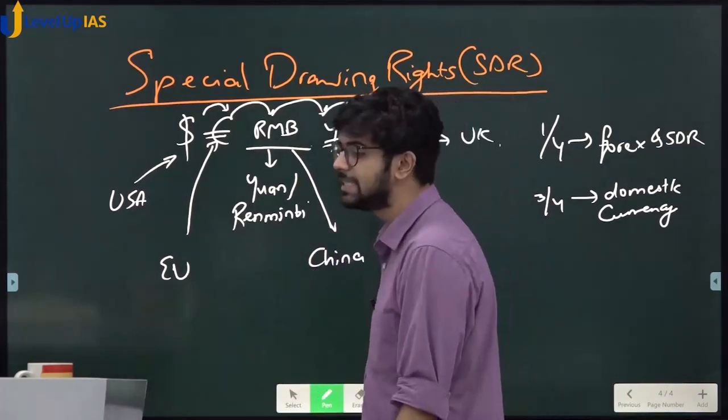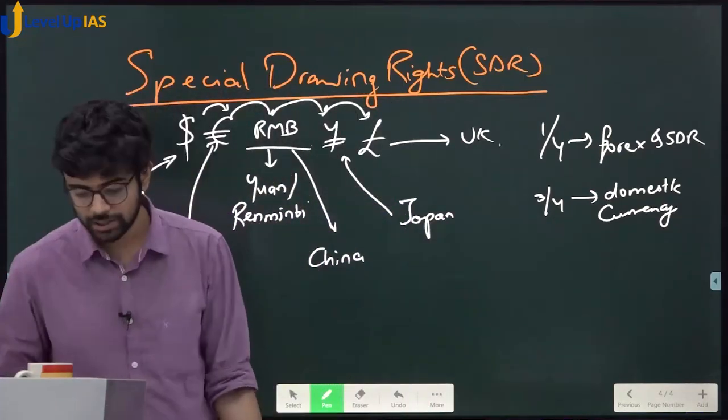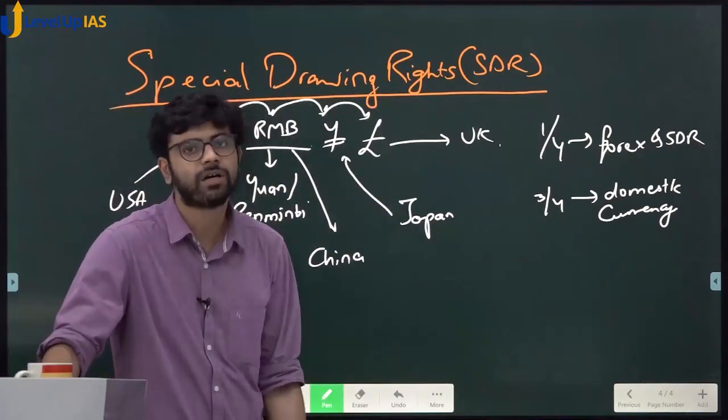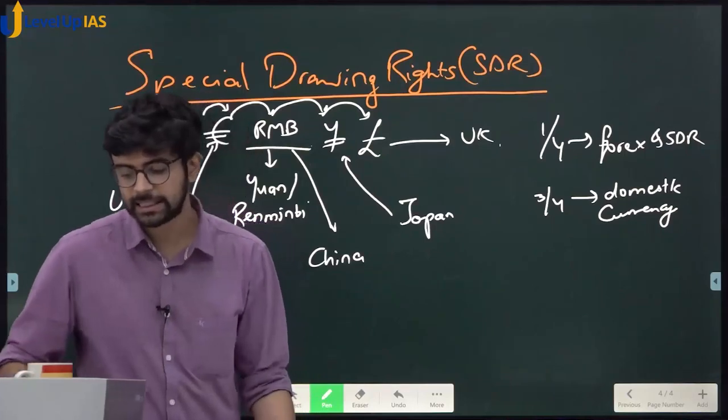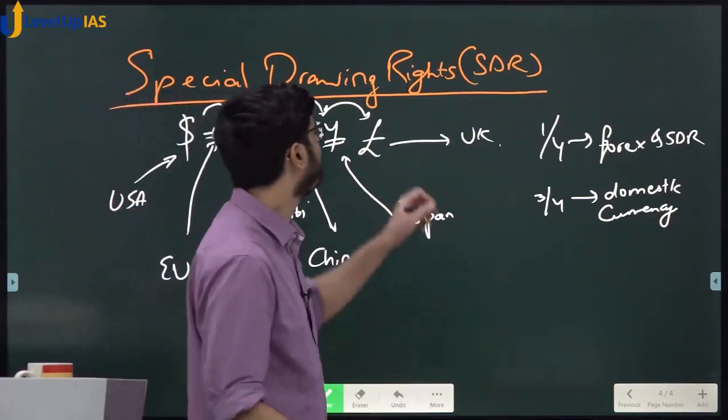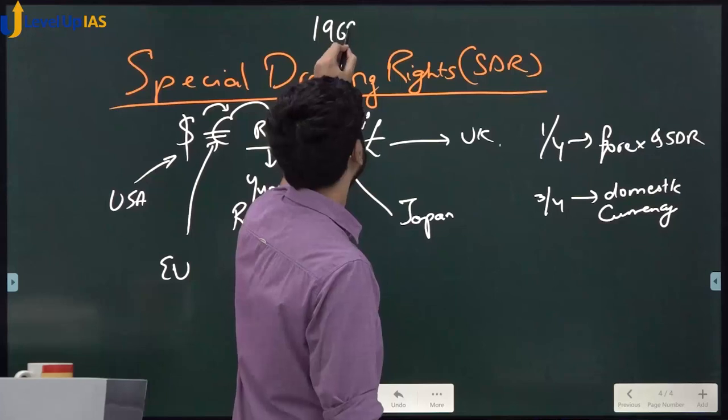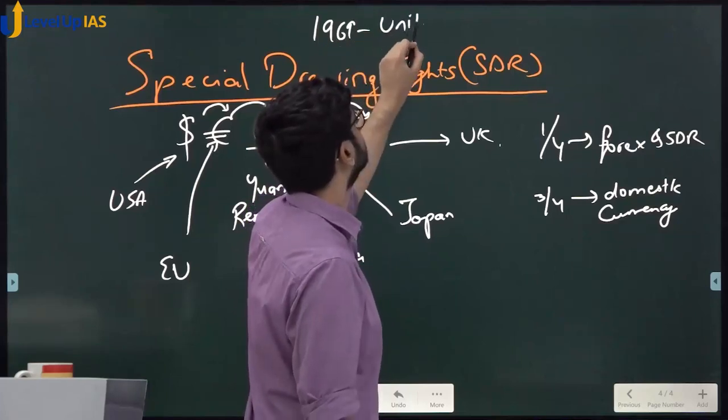Now what is SDR exactly? Is it a currency or what? It is a unit of currency. It is not a currency per se. SDR has certain characteristics. It was created by the IMF in 1969. It is a unit of reserve.